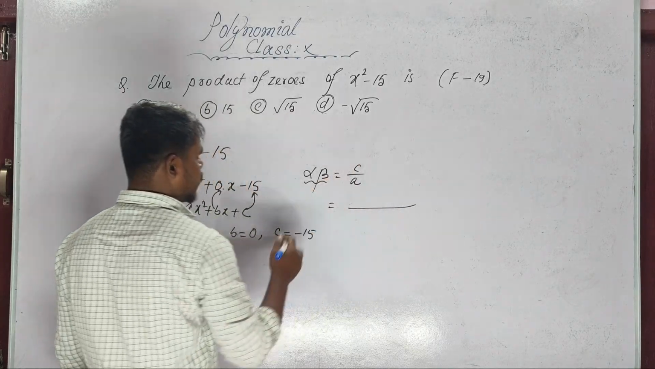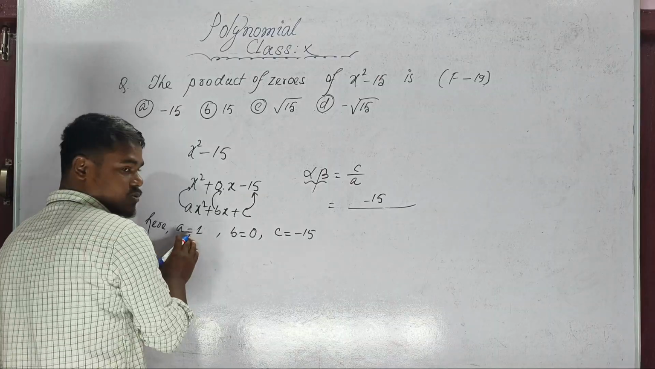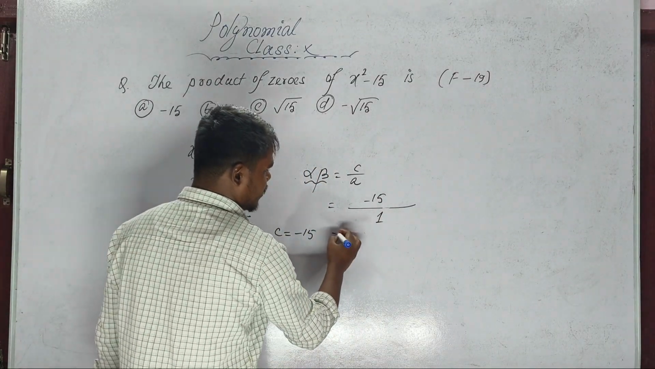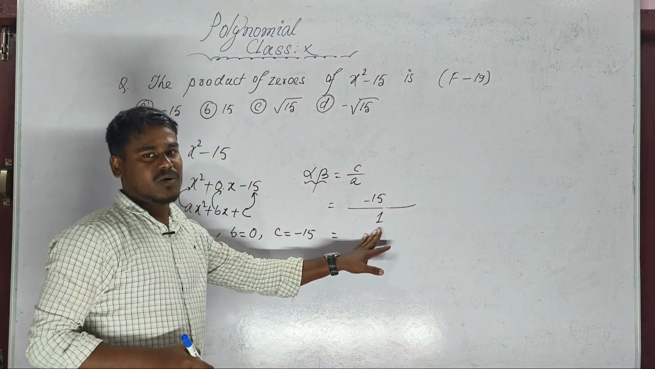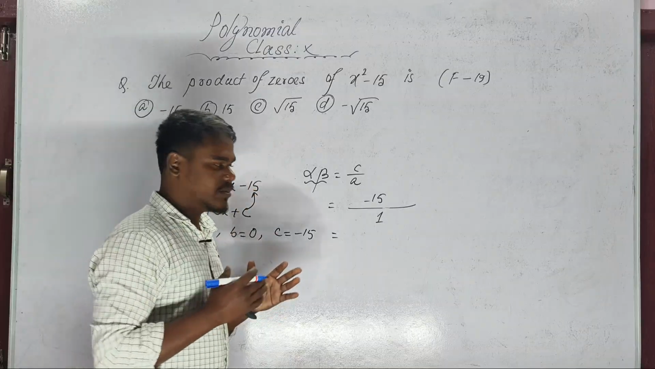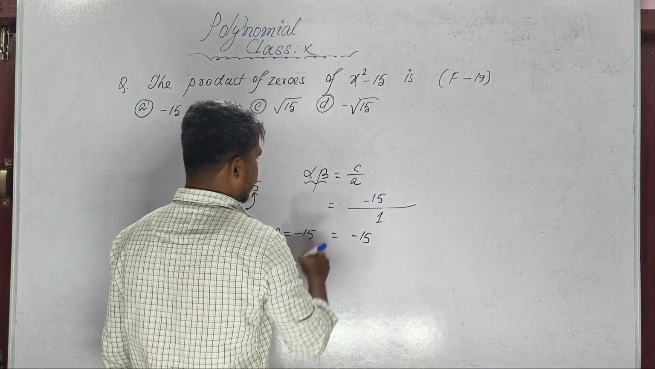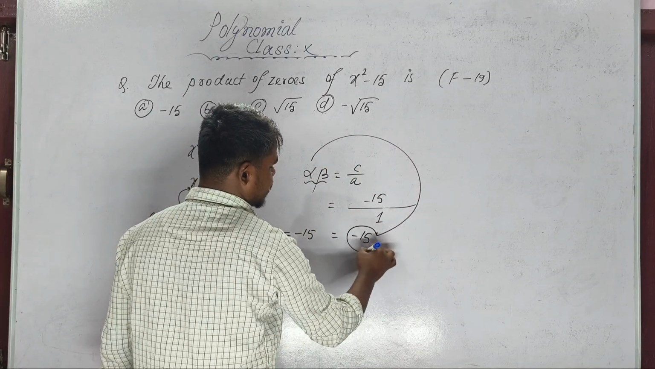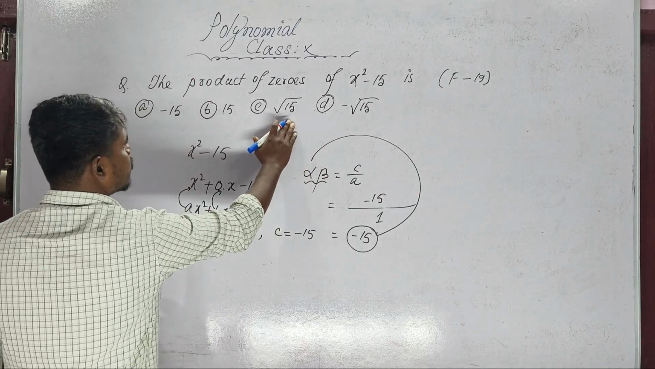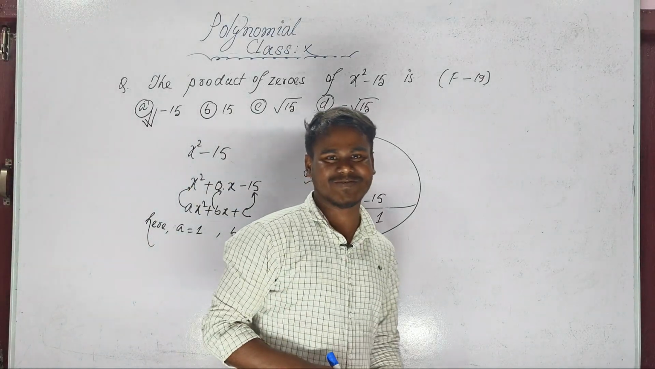Right? Now, what is the value of c? c means -15. And what is the value of a, how much? 1. So, put the value of a as 1. In the denominator, if the value is 1, it always remains in mind that it is 1. So we can write it like this: -15. So what is the value of alpha into beta? -15. So our answer has come. So where is -15? Find it. Here it is, -15. Now this is the correct option.